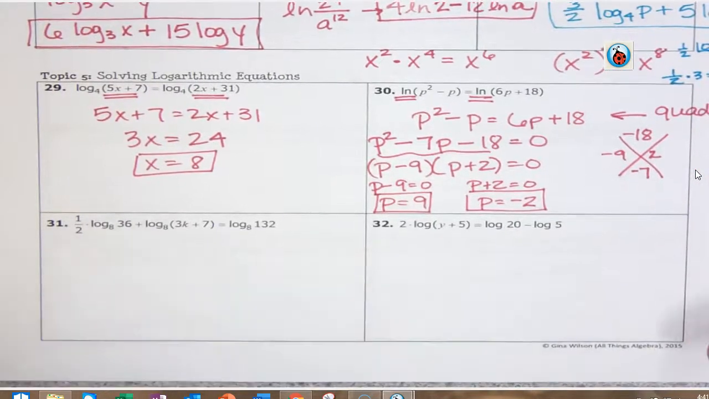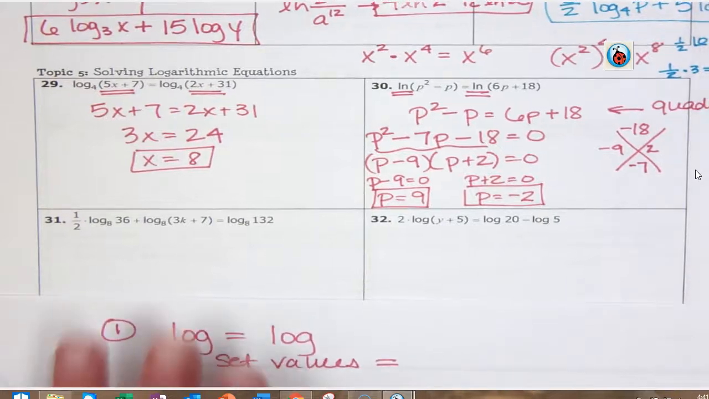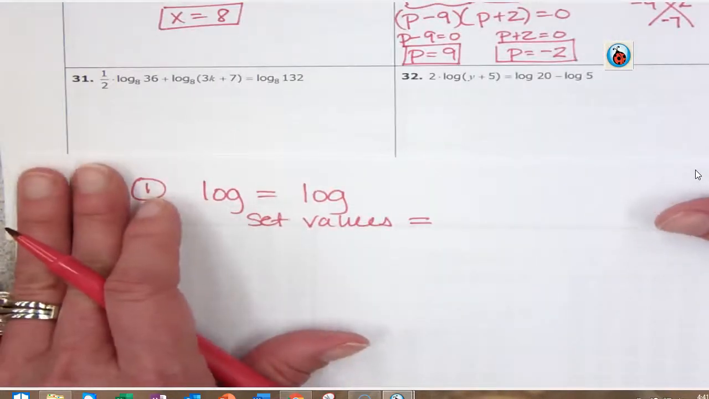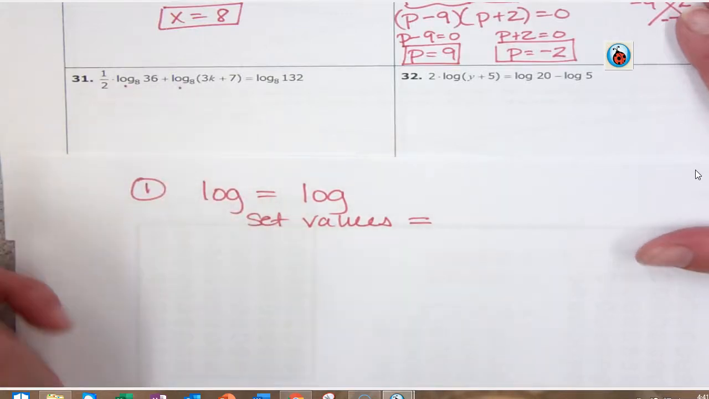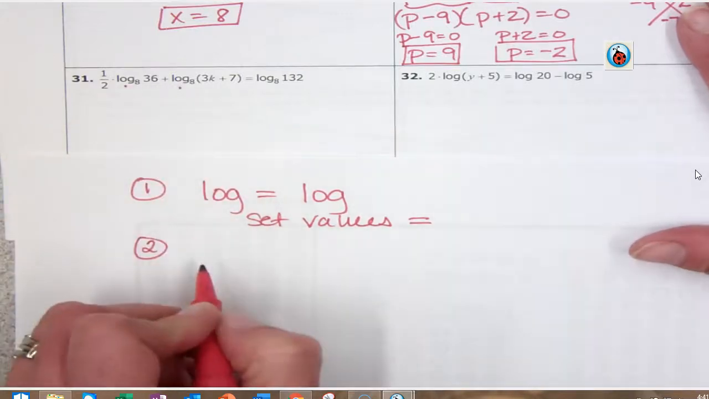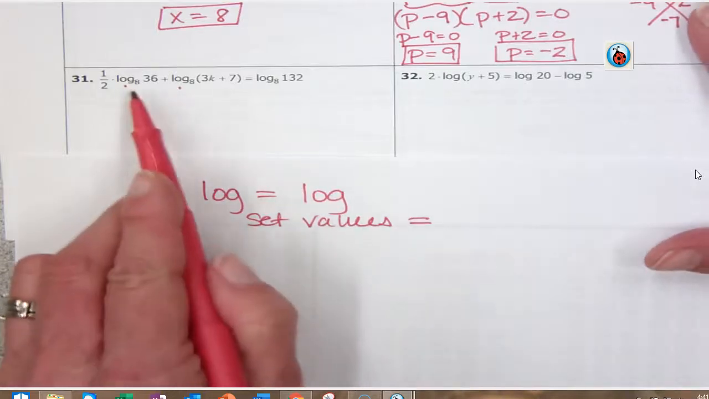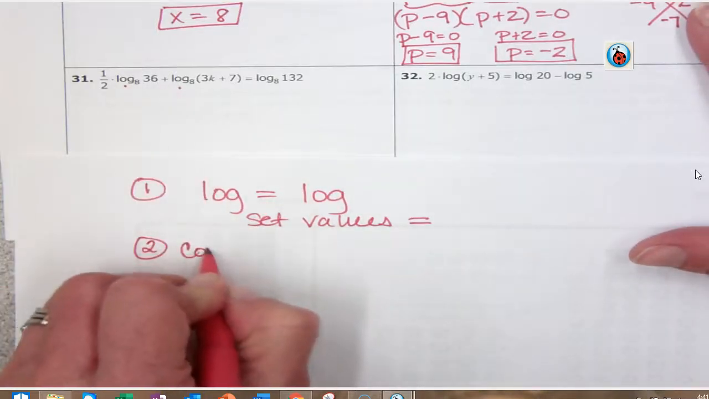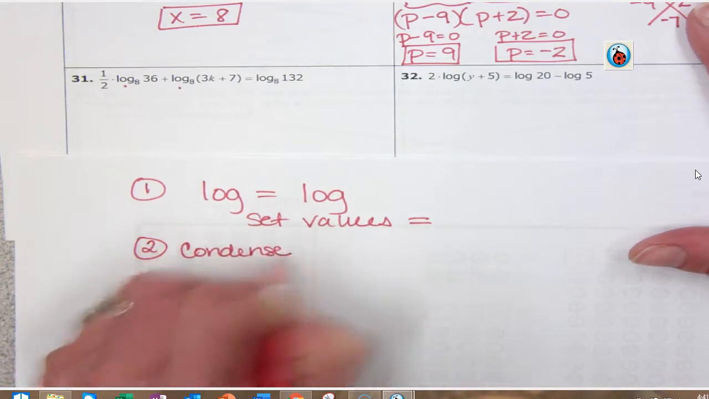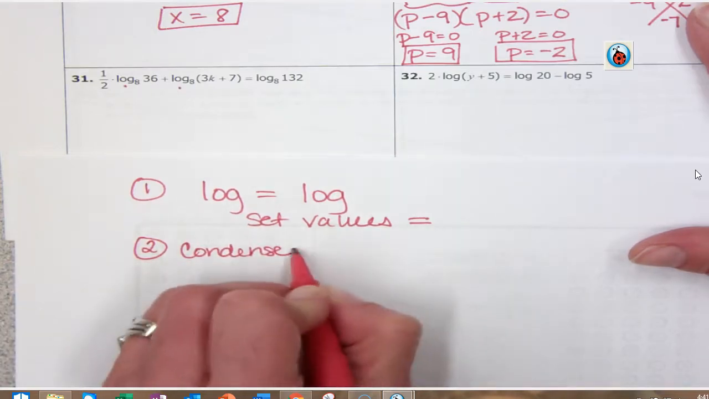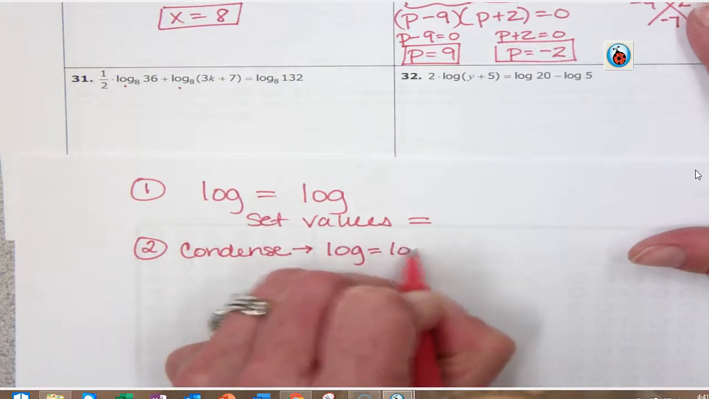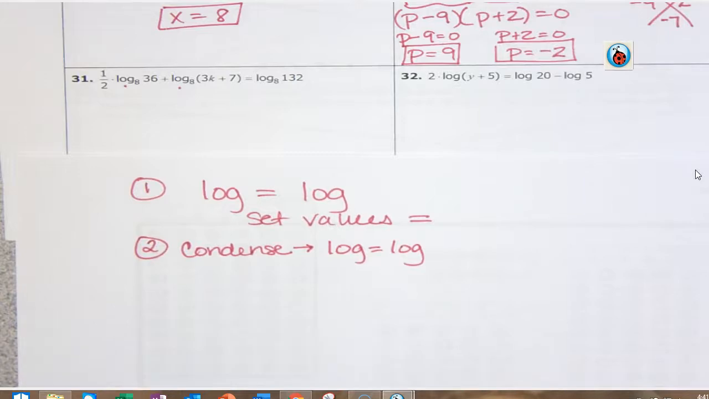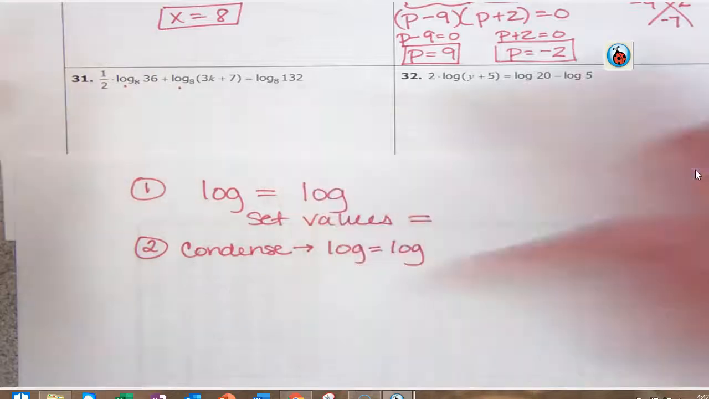Alright, so now the next type of problems we have are the type where you have a logarithm, but there's not just one, there's 2. We need to turn that into 1 log equals 1 log. So we've got 2 logs here. We're going to have to condense first, so that we get a log equal to a log. Right now I've got 2 logs on this side and 1 log over here.